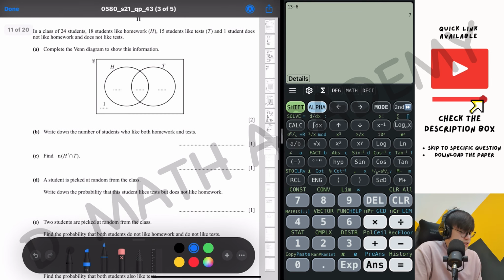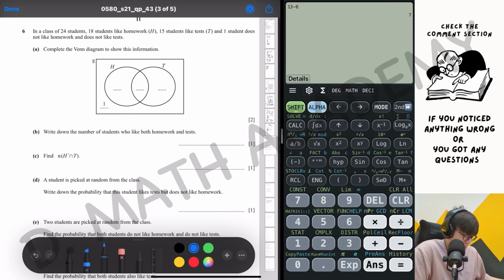Moving on to question 6, okay, a maths level sets question here. So 24 students, 18 students like homework, 15 students like tests, 1 does not like both. Okay, this statistic here is clearly fake. I don't think anyone likes homework or tests. Okay, so the examiner must be trolling everyone. So I will put an x at the center. So 18 minus x and 15 minus x.